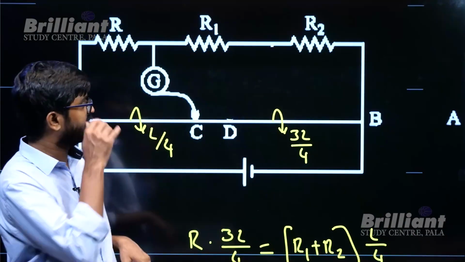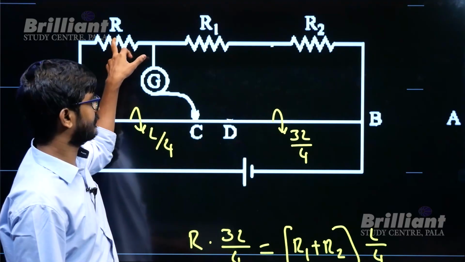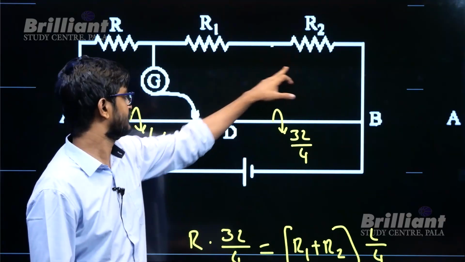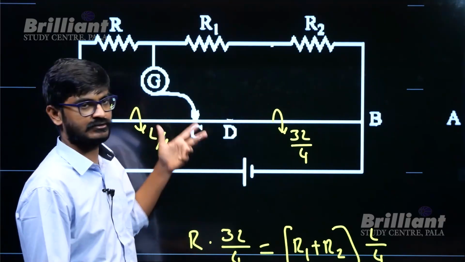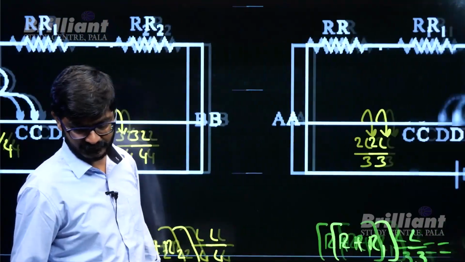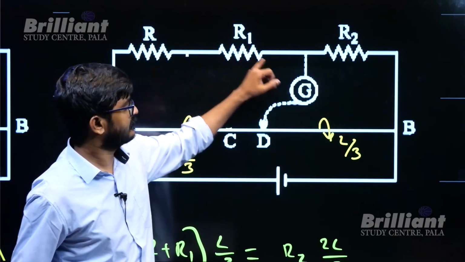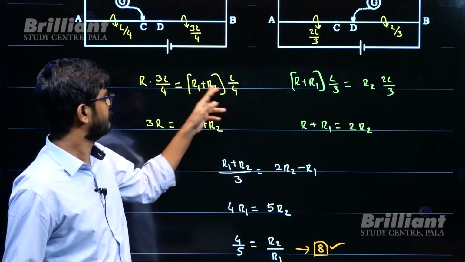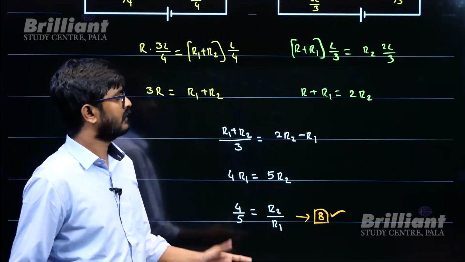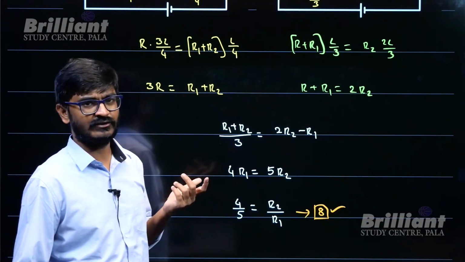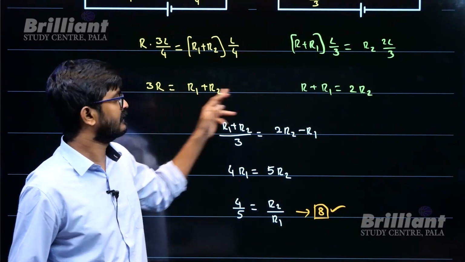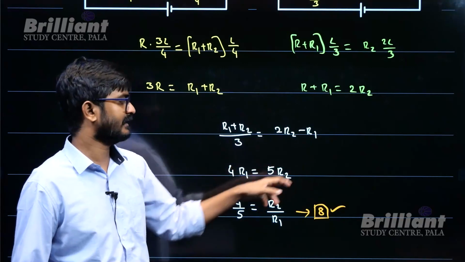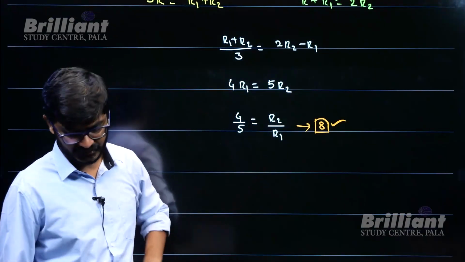This is the initial figure given. So in this figure, this resistance into this length equals this resistance into this length, like Wheatstone bridge, right? Now in the second figure, this resistance into this length equals this resistance into this length. So you will be writing two equations. Now we don't need R, we need the ratio of R1 and R2. So I will be finding R from here, I will be finding R from here, and I will be equating them. Then I will be getting the ratio of R2 by R1.